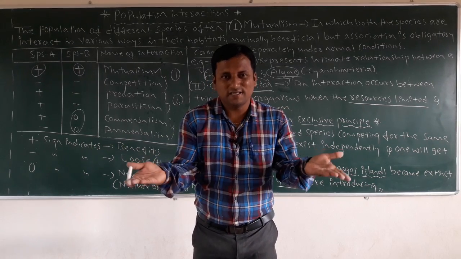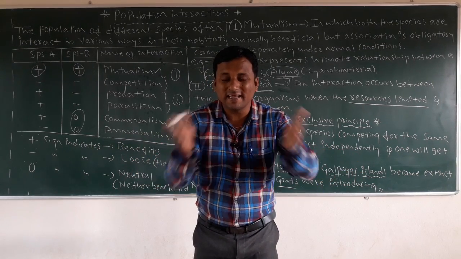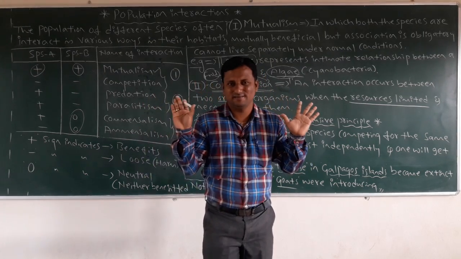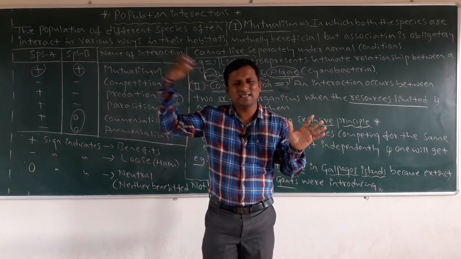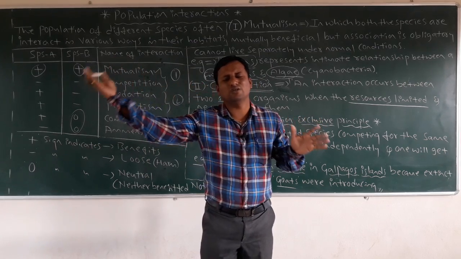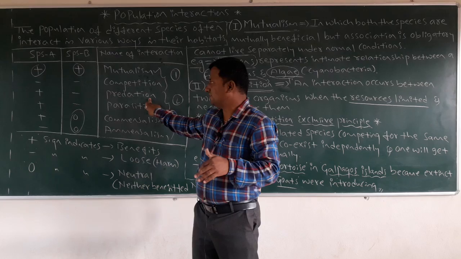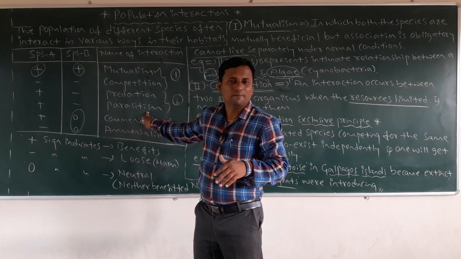ಇಬ್ಬರಿಗೂ ಕೂಡ ಕಪ್ ಸಿಗಲ್ಲ, ಇಬ್ಬರಿಗೂ ಕೂಡ ವಿನ್ ಅಂತ ಕೊಡಲ್ಲ. ಏನಂತ ಕೊಡ್ತಾರೆ? ಡ್ರಾ ಅಂತ ಕೊಡ್ತಾರೆ. ಅದೇ ಸೇಮ್ ಕಾಂಪಿಟೇಷನ್ ಇಲ್ಲಿಯೂ ಕೂಡ. But if one gets the benefit and the other gets the loss, it comes to which categories? Predation and parasitism.